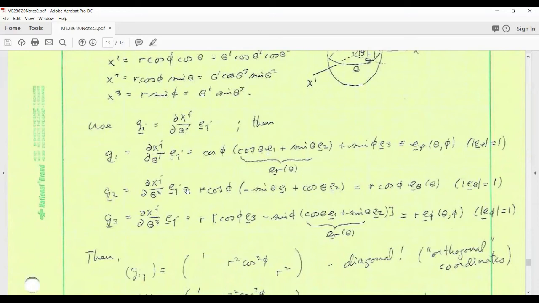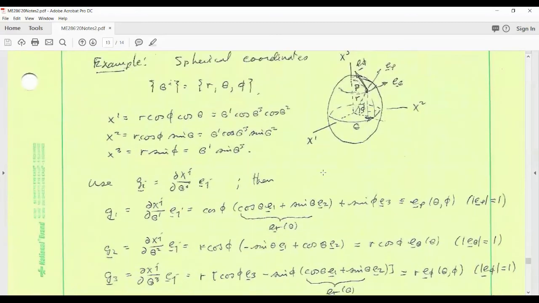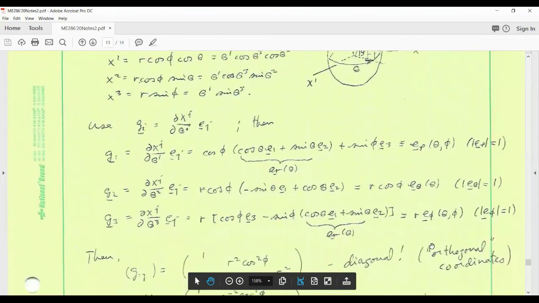G sub 2 is the theta 2 derivative. That's the theta derivative. You get this combination. This parenthesis is another unit vector. It's perpendicular to E_r. It's also parallel to the equatorial plane. We'll call it E sub theta. It's this vector here. And from any point on the surface of the Earth, it points in the direction due east. It's multiplied by this factor r cosine phi, so the result is G2 is not a unit vector. E theta is a unit vector, but G2 is not.